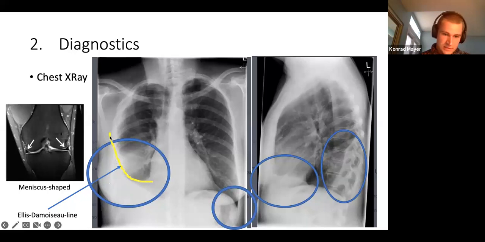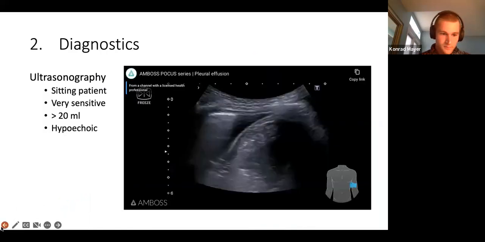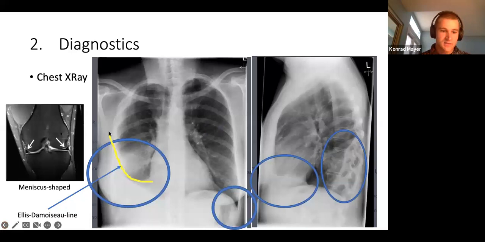This line follows the pleural effusion and it is called the Ellis-Damoiseau line. Not important to know in practice, but sometimes it pops up on tests, and it popped up on my test. That's why I put it in here. So maybe it'll pop up on your test. But this is very characteristic of a pleural effusion, and it is meniscus shaped.